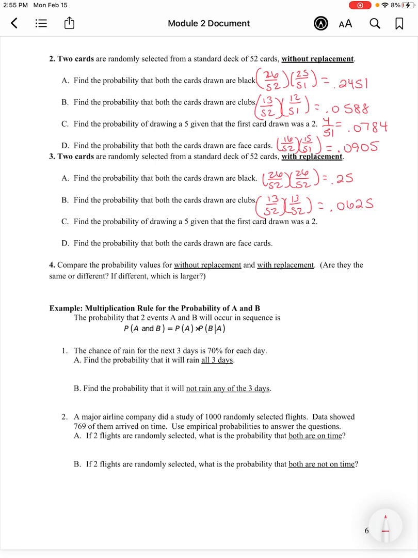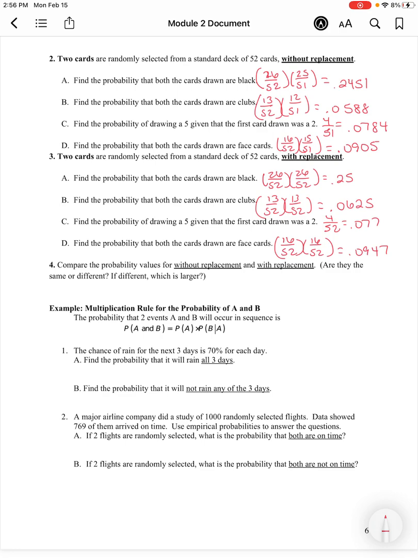Find the probability of drawing a 5 given that the first card is a 2. It doesn't matter what the first card is. So now we're just 4 out of 52, which is 0.077. Find the probability that both the cards drawn are face cards. So that's 16 out of 52. Put it back. You still have 16 out of 52. And that gives you 0.0947.